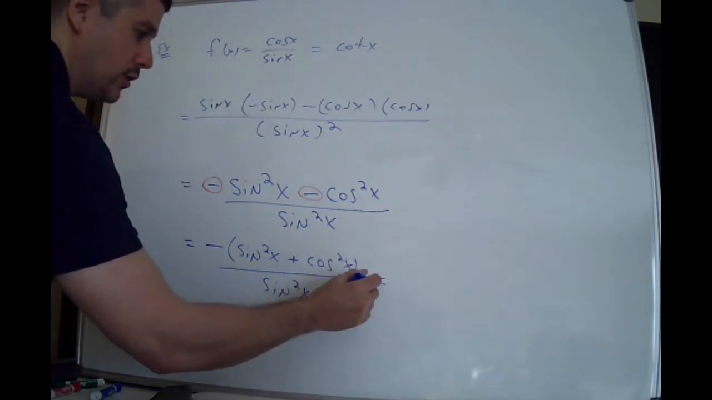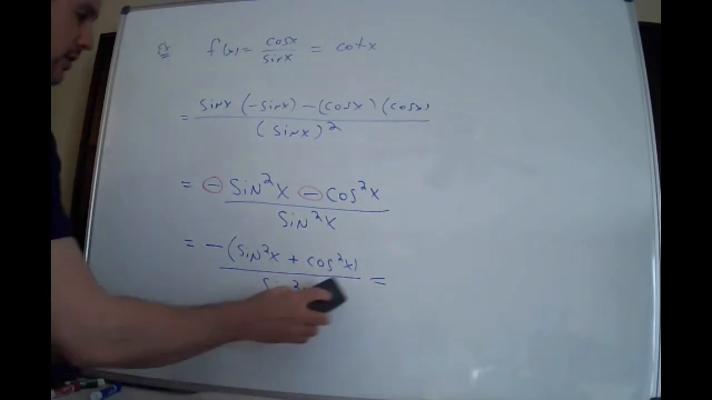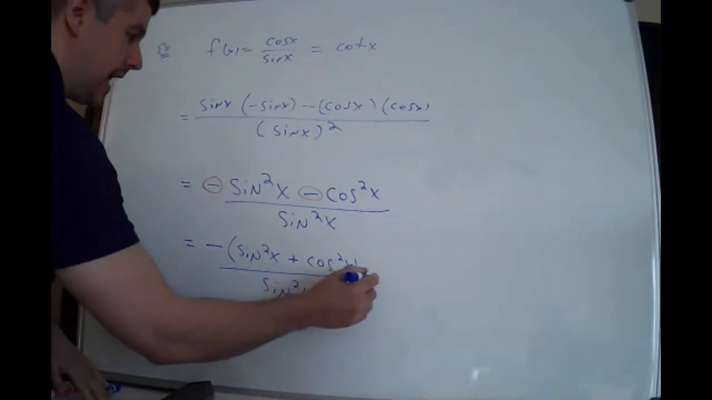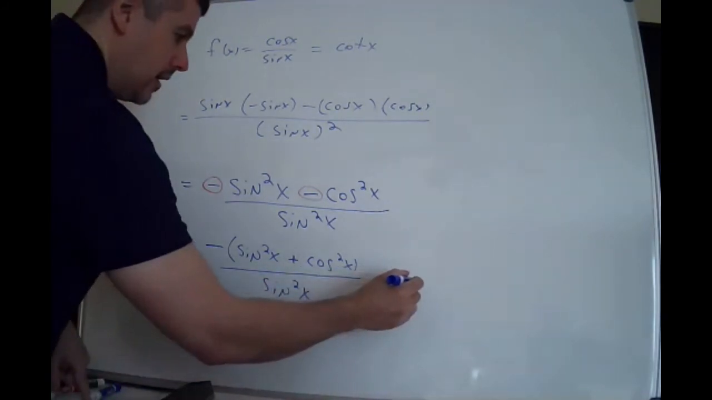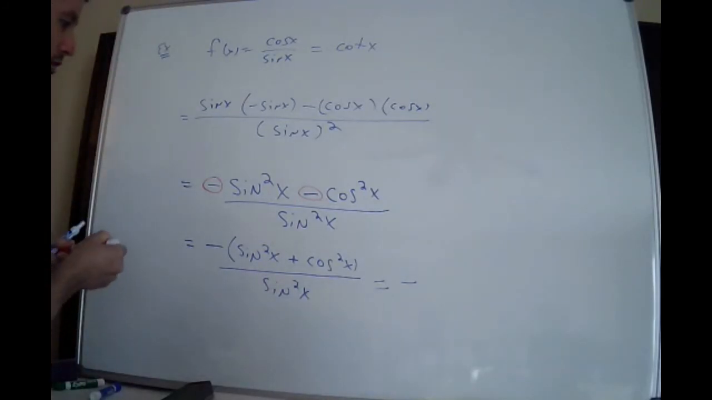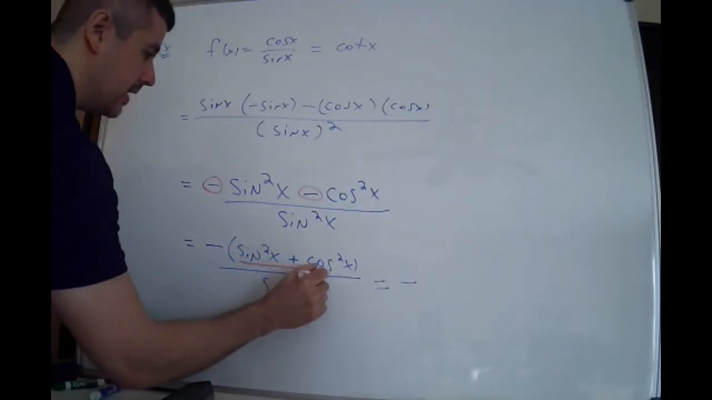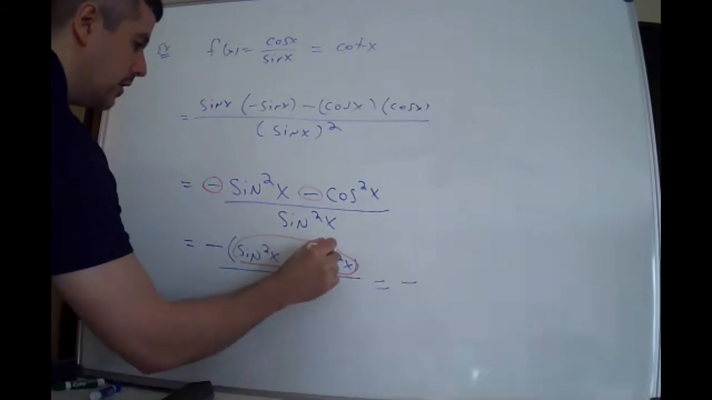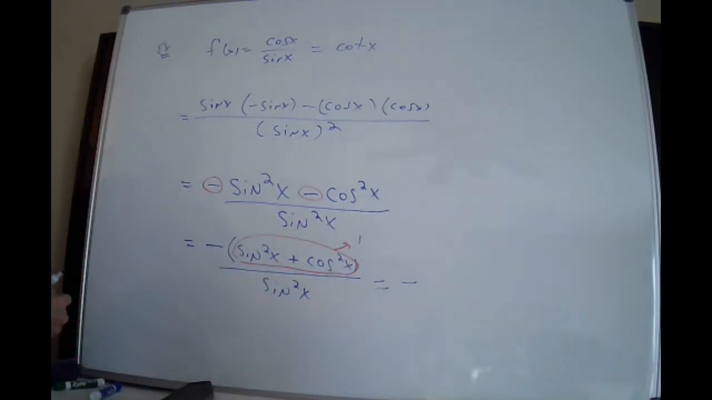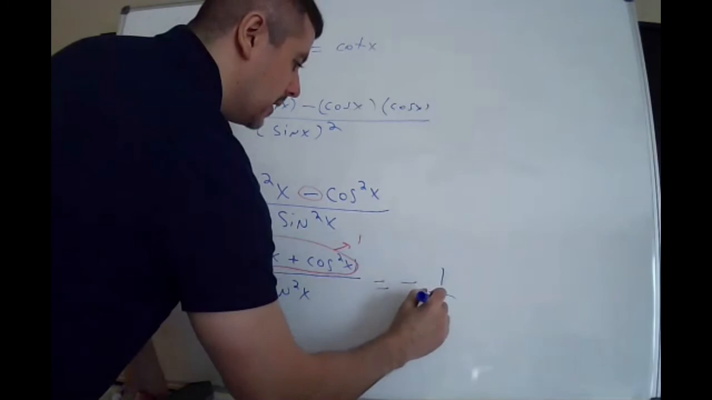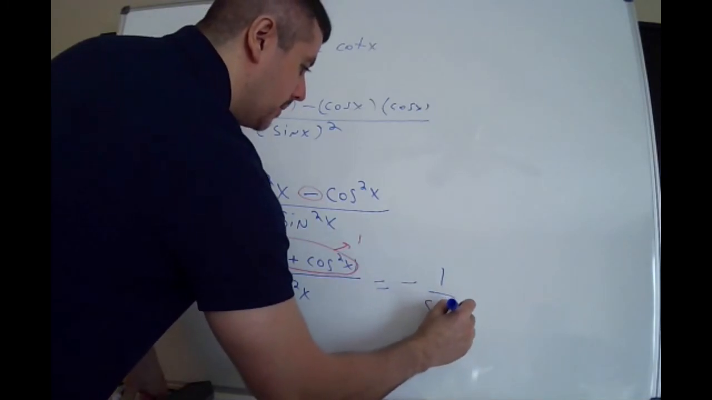This doesn't happen when you do tangent. That's why I'm doing cotangent for you. So I keep the negative in the front, but sine squared plus cosine squared is a trig identity that is equal to 1. So I'm going to put a 1 there on the top. And on the bottom, I have sine squared.